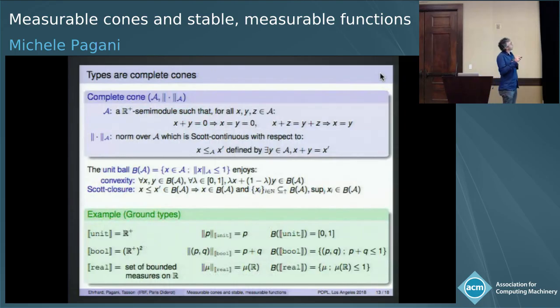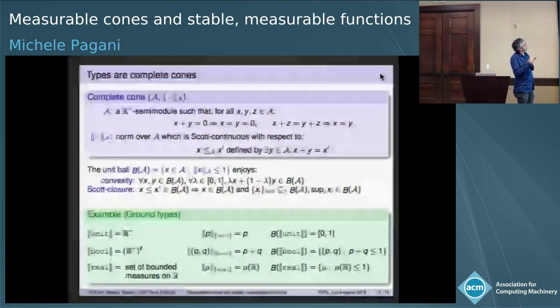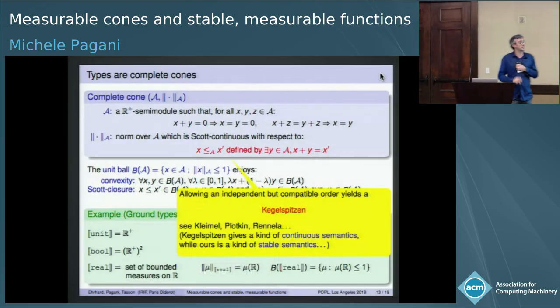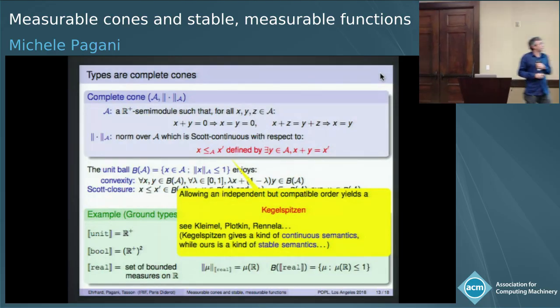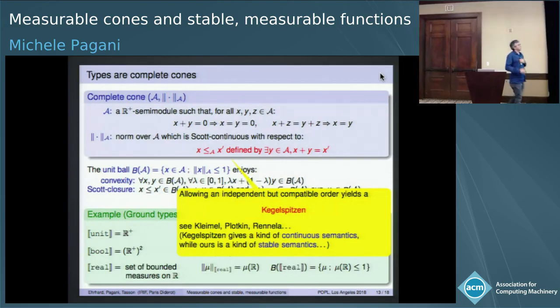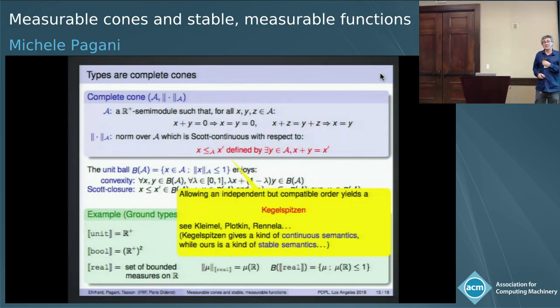So actually, we can also be more precise. If you come back to the definition of our object, the complete cone, one can be more liberal in the definition by allowing order relations defined on the points that maybe are not exactly the one coming from the algebraic structure, but are just compatible with it. That kind of notion was introduced some years ago by Plotkin and takes the name of Kegelspitze. Now, the semantics of Kegelspitze and Scott continuous functions is a Cartesian closed category.